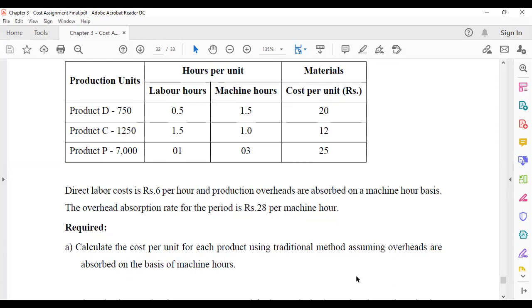So you can take, I would say, 5 minutes. Take 5 minutes and work out what is the cost per each product, D, C and P.